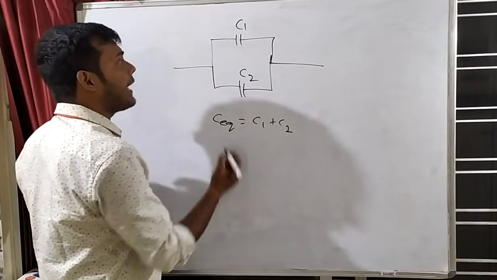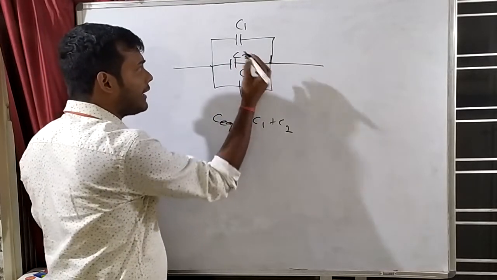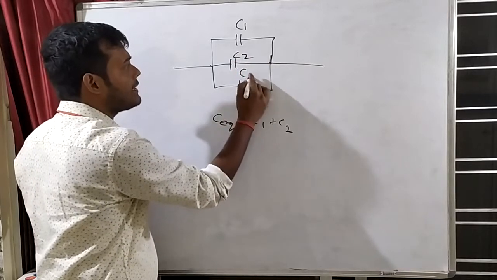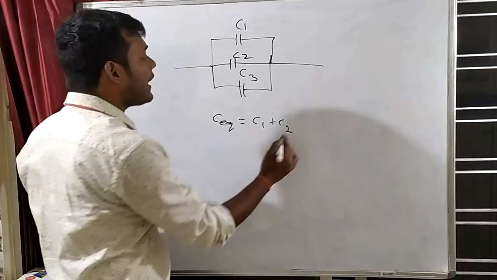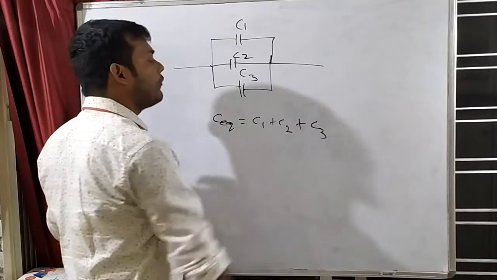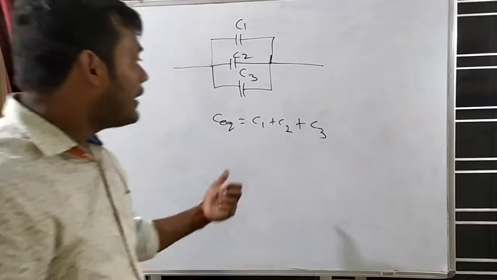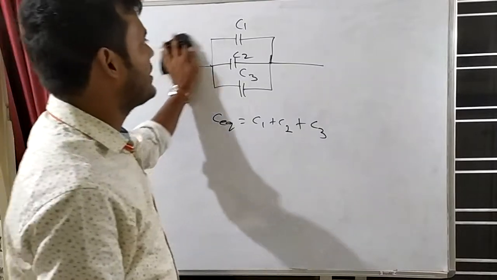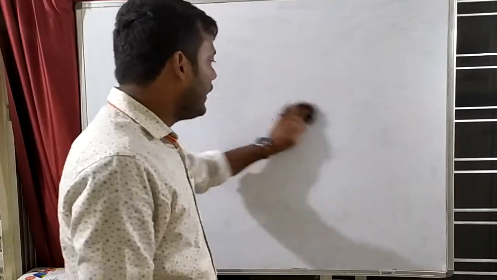Suppose there are 3 capacitors, another capacitor C3 connected here. I am changing the names. Let's say this is C1, this is C2, this is C3. Now these 3 capacitors are connected in parallel to each other, right? So if 3 capacitors are connected in parallel, what will be the equivalent capacitance? C1 plus C2 plus C3. That means you directly have to add. Clear? Now I am taking some interesting questions, and you will solve them fast. Clear?